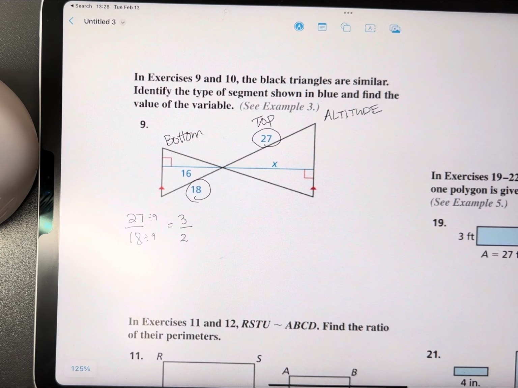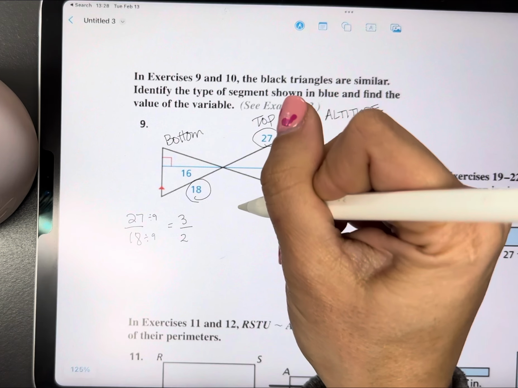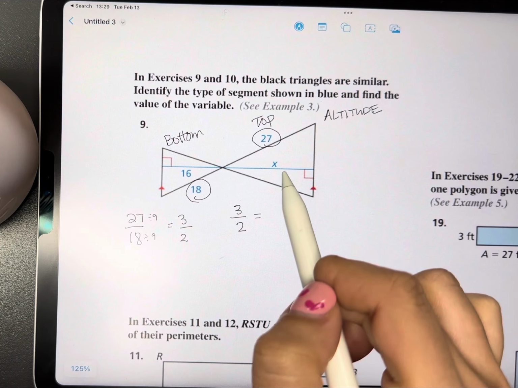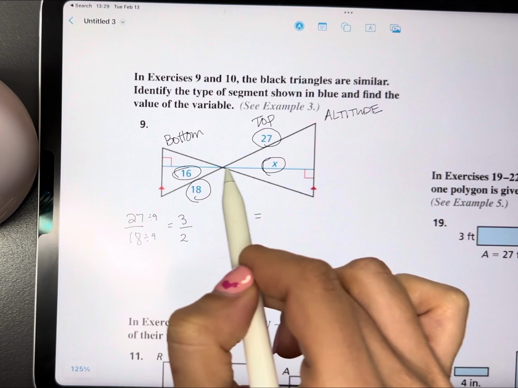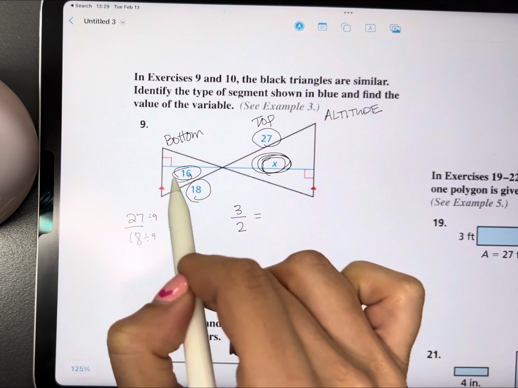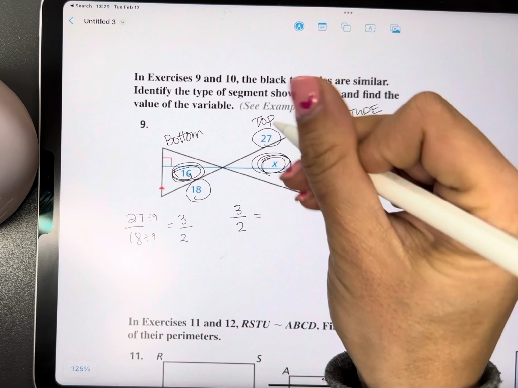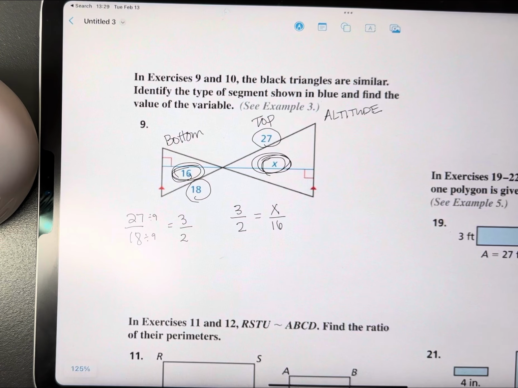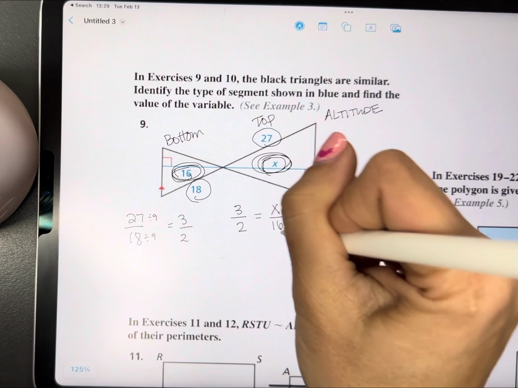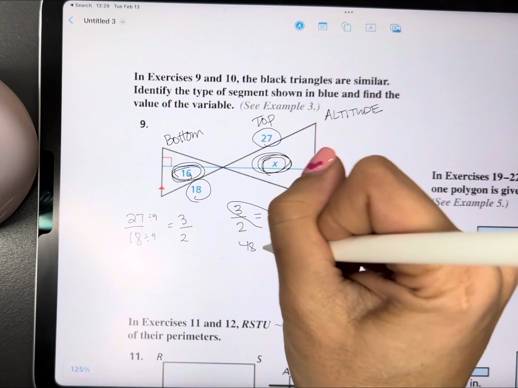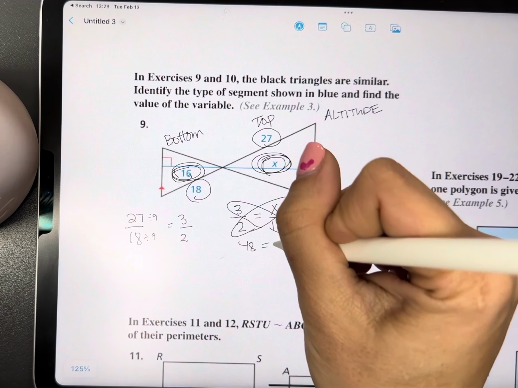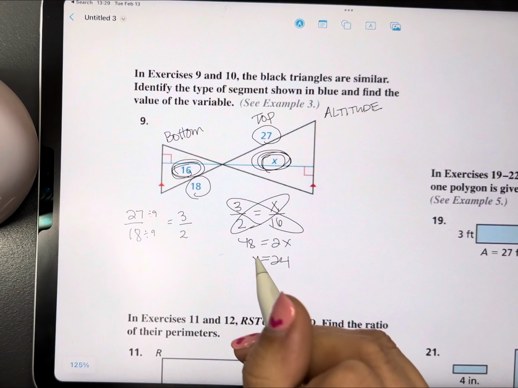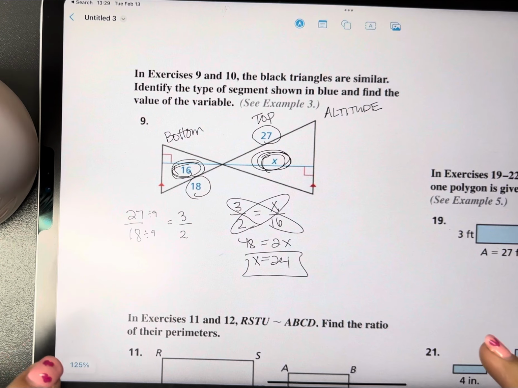Okay. And so now I take the 3 over 2 and I set it equal to, and then I go looking at my unknown. So top will be x and bottom will be that 16. And I'll cross multiply. 3 times 16 is 48, equals 2 times x, which is 2x. And then divide the 2, and x is 24. Okay.